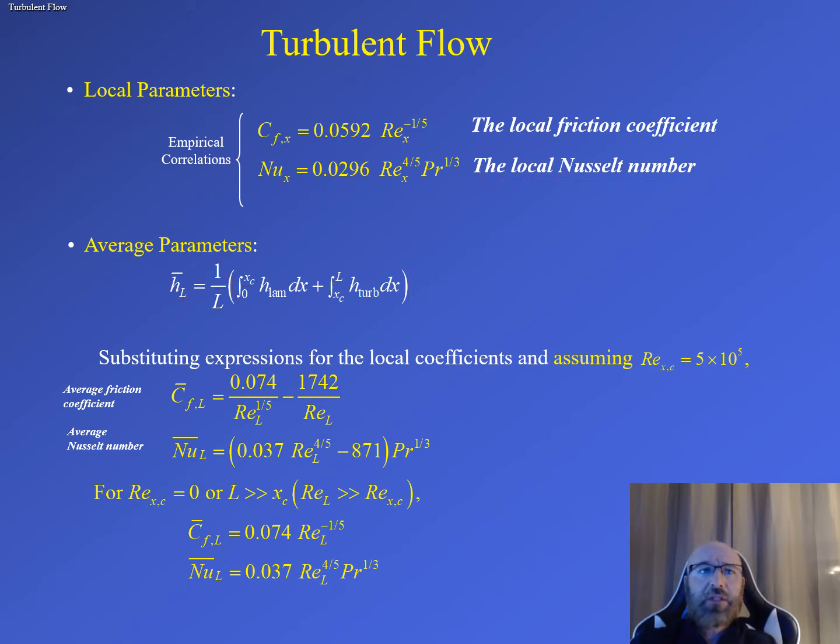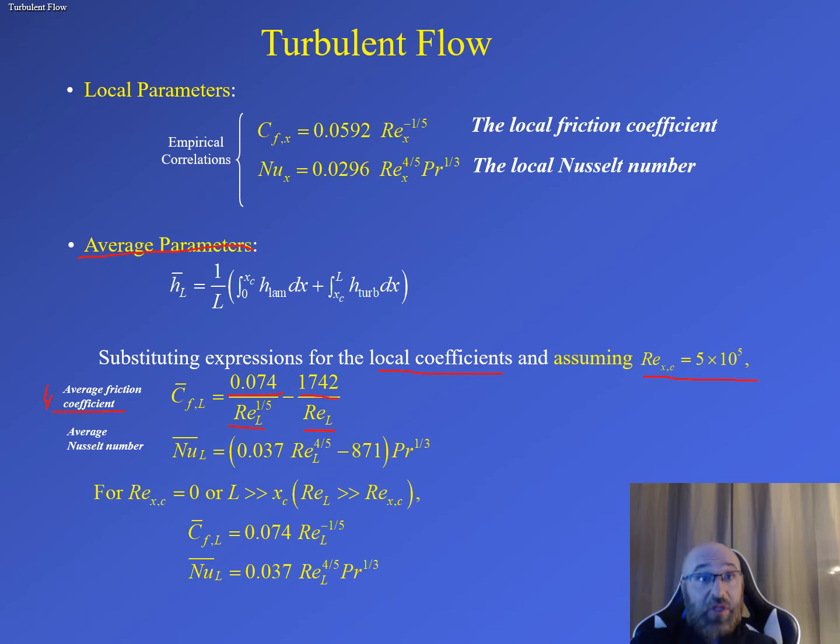So what we're going to do next is sub in the expressions for our local coefficients with the assumption that our critical Reynolds number is 5 times 10 to the 5th. Based upon that, we can come up with a relationship here for our average parameters, for our average friction coefficient, and this is going to be equal to 0.074 divided by our Re sub L to the 1/5 minus 1,742 divided by our Reynolds number sub L right there.